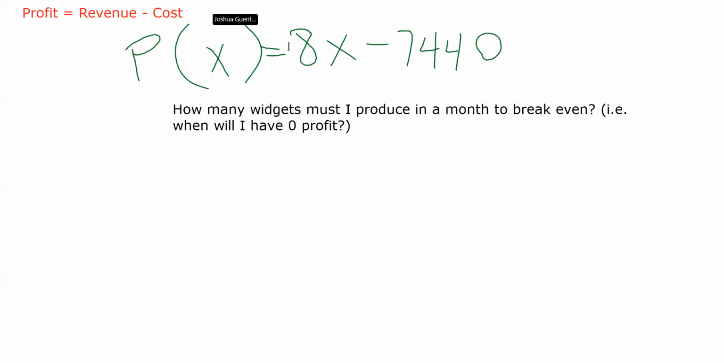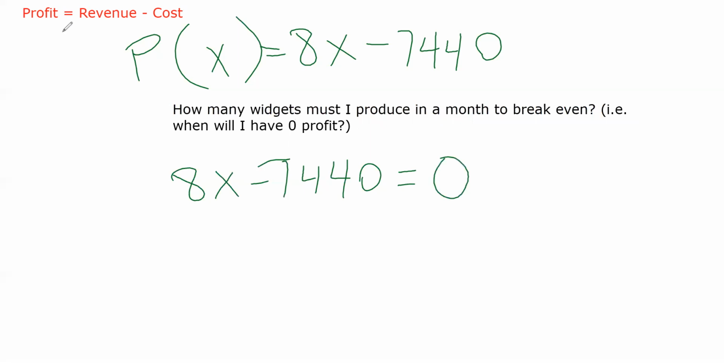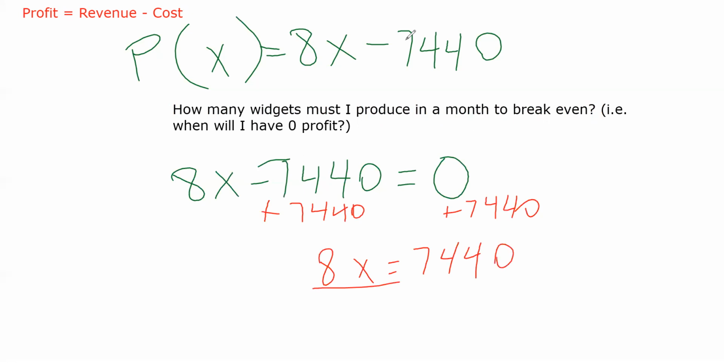So in order to find this, X is the number of widgets that I'm producing every month. I'm literally just going to take my profit function, and what do you guys suppose I will set it equal to? What do you guys think? This is 0. It is 0, and you are correct. Very good. And so let's just solve that real quick. We'll add 7440 to both sides. Then we have to divide both sides by 8.